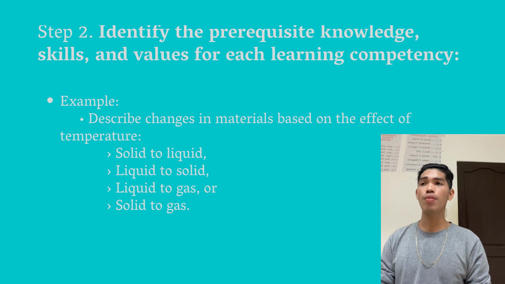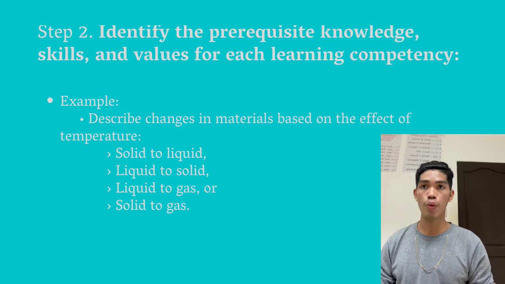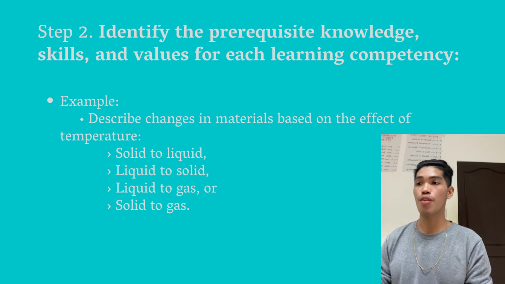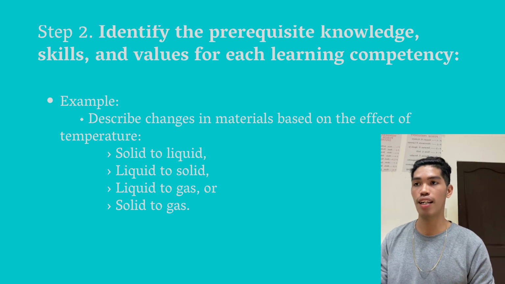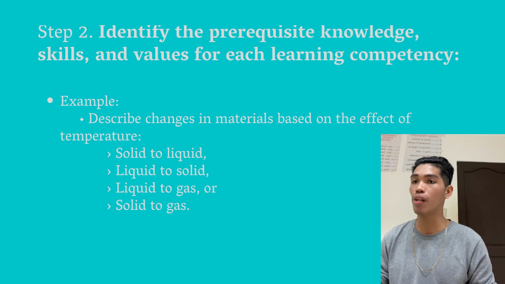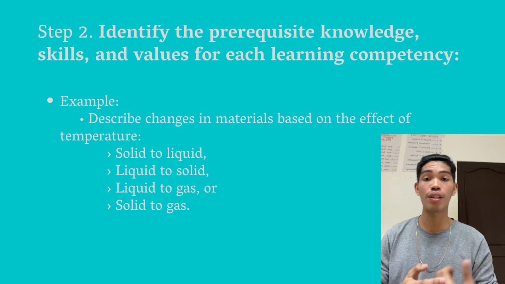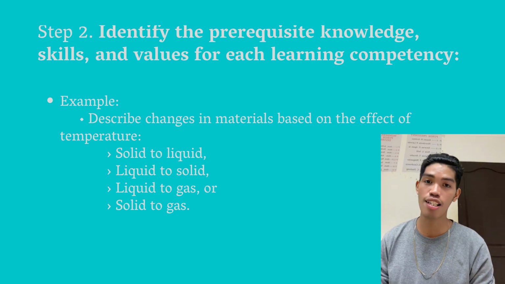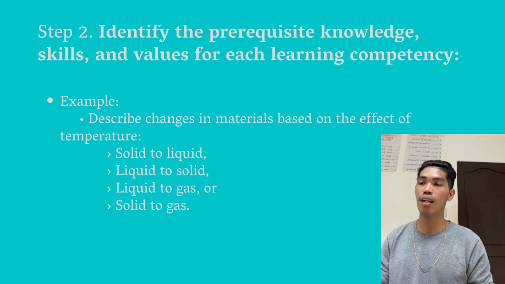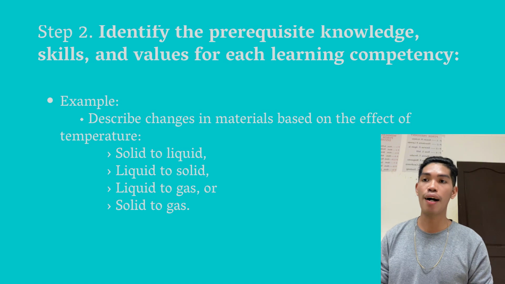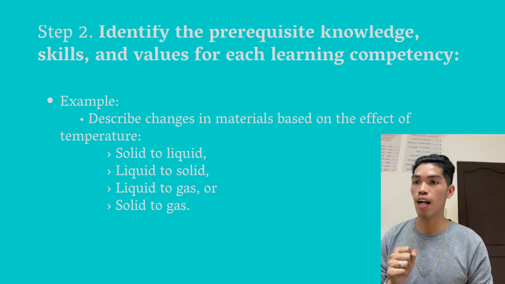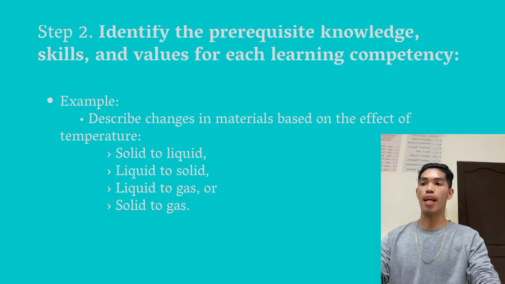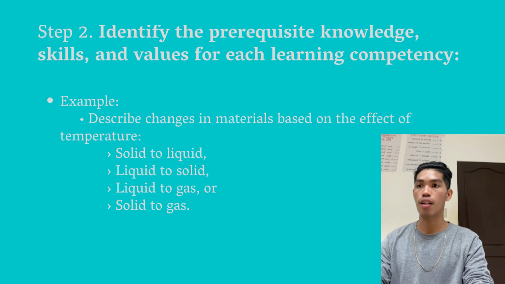So at this point of time, we tend to identify the prerequisite knowledge, skills, and values for each learning competencies. So in other words, we tend to describe what happens or what changes in materials. Thus, solid to liquid that has been observed, right? So as well as the liquid to solid observation or experimentation. So and so on and so forth.